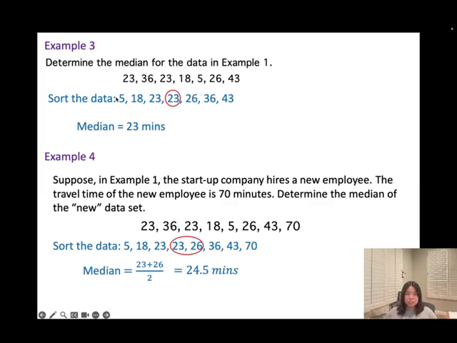Okay, so I want you guys to pay attention to example 3 and example 4. When the data set has an odd number of data, just like here, 7 data, I'm going to choose the middle one. That will be the median. But when you have a data set with an even number of data, like example 4, 1, 2, 3, 4, 5, 6, 7, 8, we do have 8 data here. Then you divide by 2, which is 4. And then we choose 2 positions, 4 and 5. So 4 and 5 here. And then we find the average of these 2 data. That would be your median.